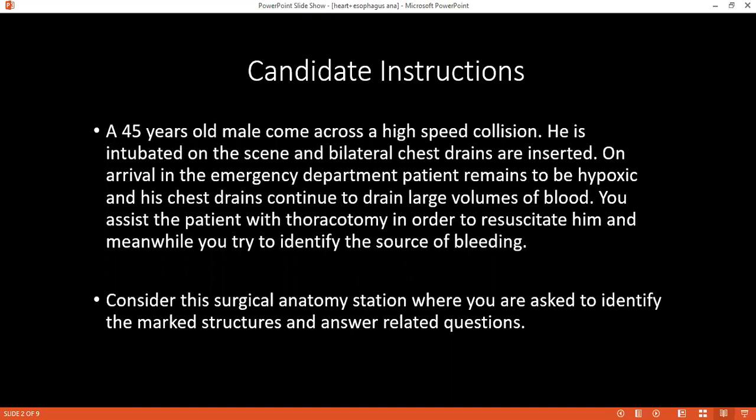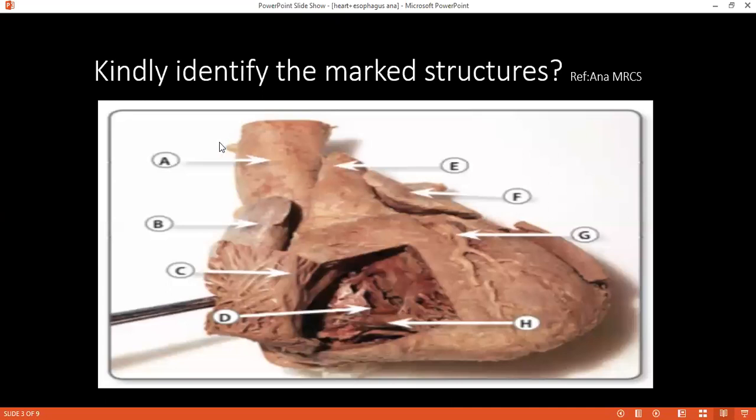Right, so if you have read and understood, considering it surgical and augmentation, kindly please tell me if you can identify these structures from A to H. What is A, please? A is pulmonary trunk. B, please. Auricle of right atrium. C, please.